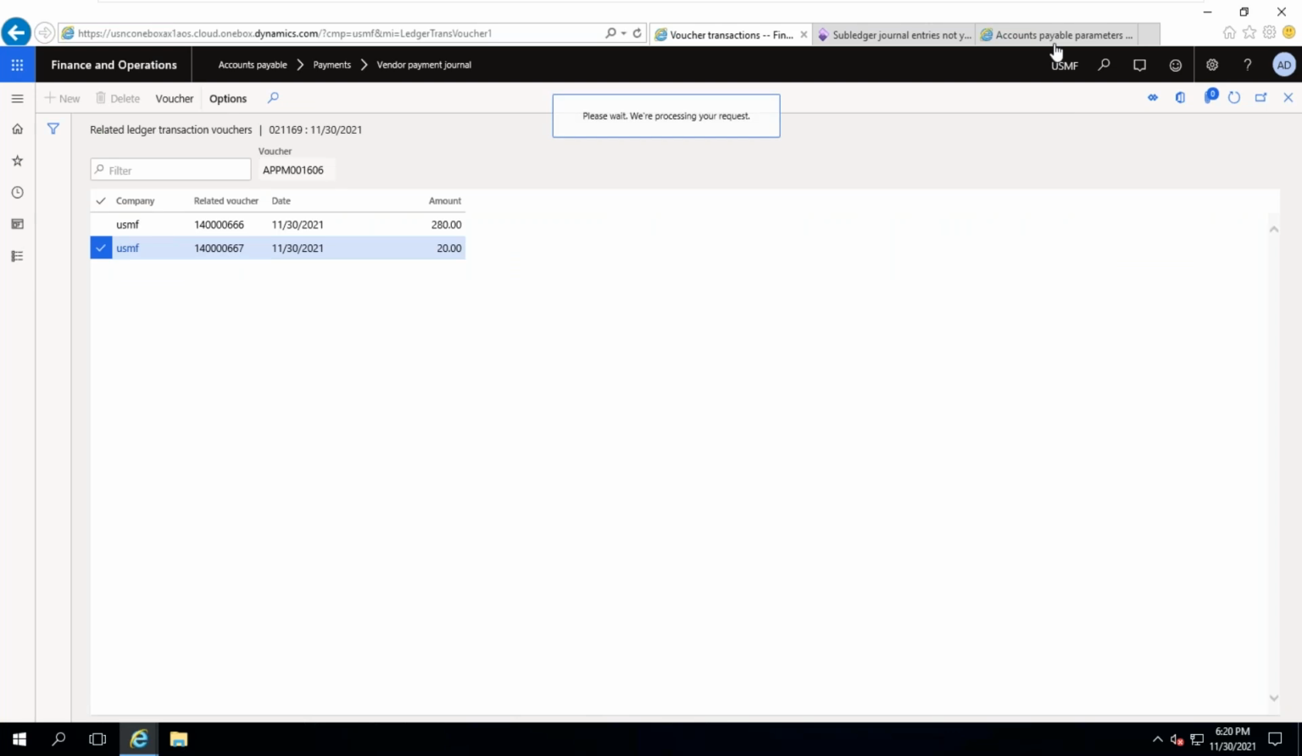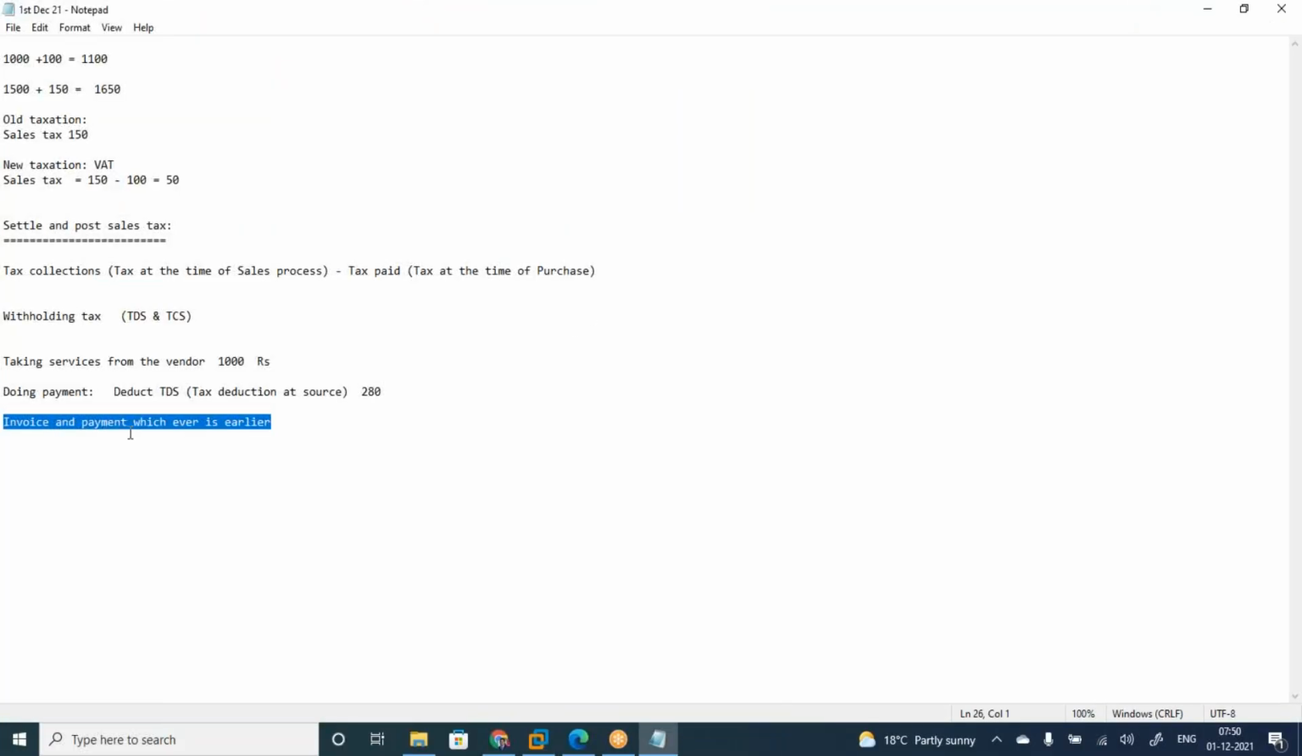Okay, so we saw first one is invoice, and then payment. Invoice and payment. This is the scenario we have verified. But as per the law in India, it is invoice or payment, whichever is earlier. Suppose I did payment. This is why I have paid for a service. Then at the time of advance payment, you need to deduct the tax, withholding tax. That's what the law is telling in India.